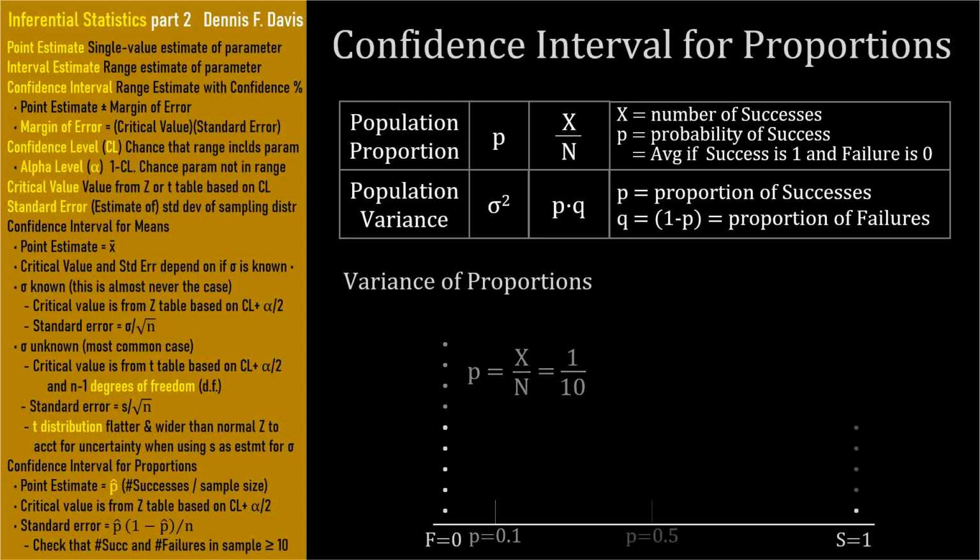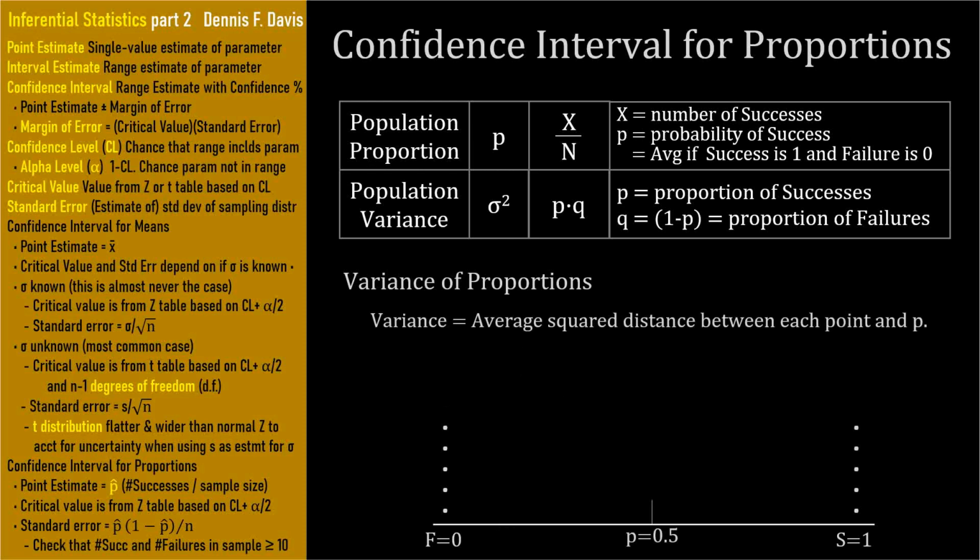Now that we can find the proportion p, let's find the variance. Back to the scenario with 5 successes and 5 failures, p equals 0.5. The variance is the average squared distance between each point and p. Let's find the sum of all 10 squared distances, then divide by the population size n to find the average. This will be the population variance. We'll do the 5 successes, then the 5 failures.